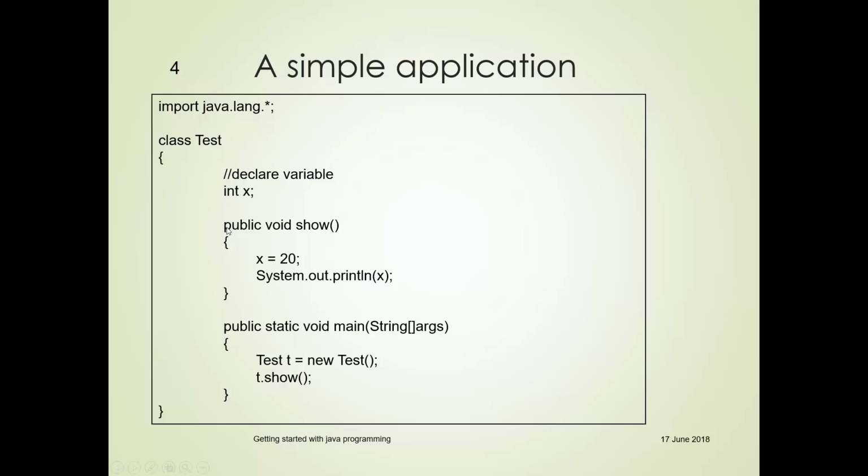Now here I can see public void, with a start bracket and an end bracket. This is called a method. This particular section is a method, and I can see there's another method, public static void main. Again it's a method. You can see the start bracket and the end bracket. This is also one method. So in this particular class I can see there's one variable and two methods.